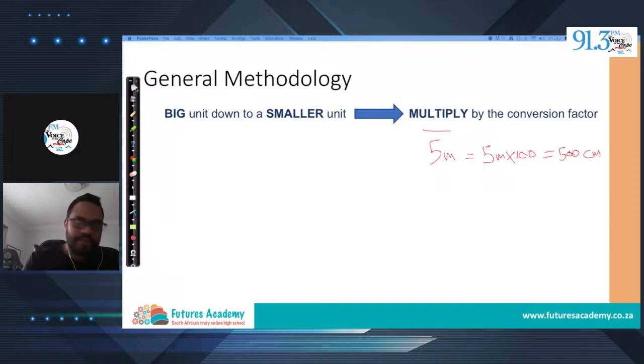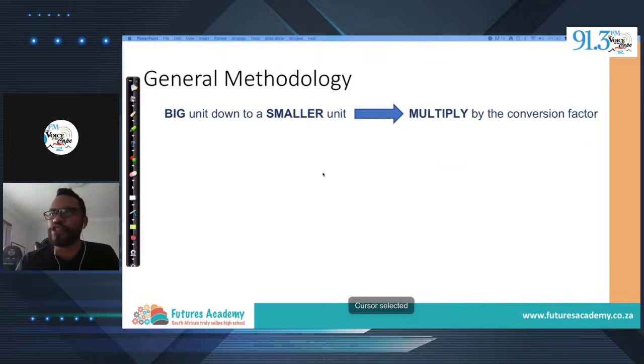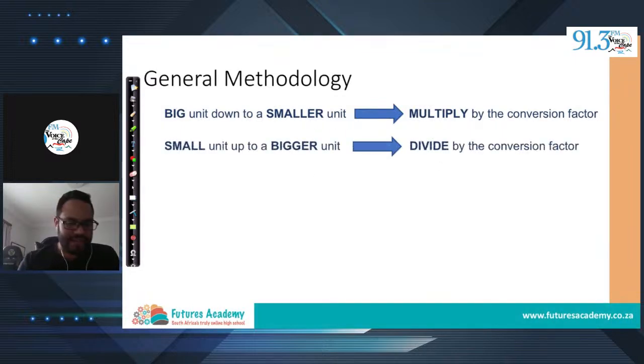So once again, big unit to a smaller unit means I should multiply. Now you can guess these bold words over here: if I'm going to swap them around, I'm going to interchange all of those things. So let's do that quickly. When I go from a smaller unit, on the other hand, to a larger unit, then I must essentially divide. Smaller unit to a larger unit, I must divide.